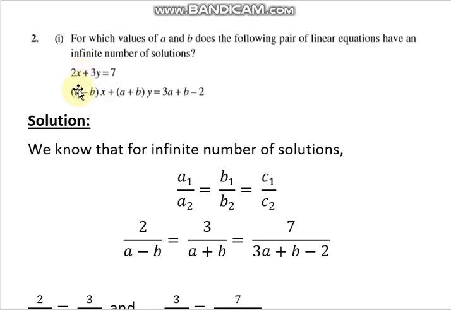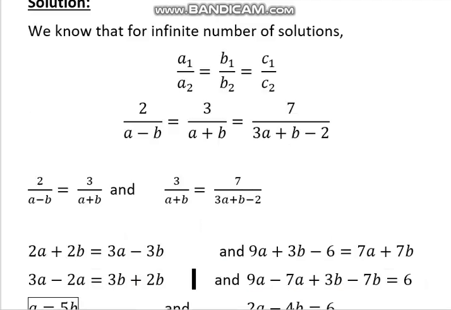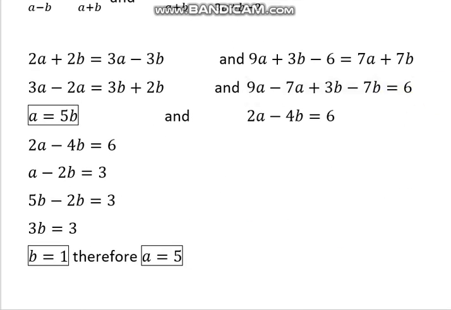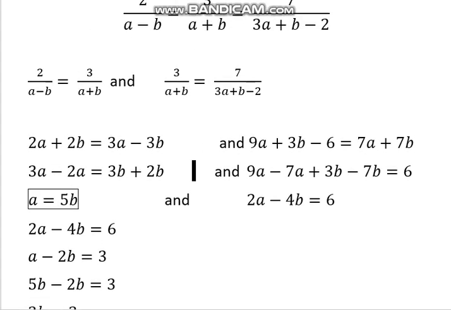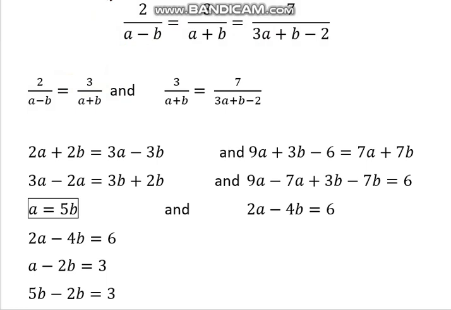So we are taking the ratios of the coefficient of x, the coefficient of y and the constant term. So we will have 2 upon a minus b equals 3 upon a plus b is equal to minus 7 upon minus 3a plus b minus 2. So that minus and minus will be plus. Okay, now to find the values of a and b, we are comparing the first two and the last two. So we will have 2 upon a minus b is equal to 3 upon a plus b, the first two, and the last two, 3 upon a plus b equals 7 upon 3a plus b minus 2.